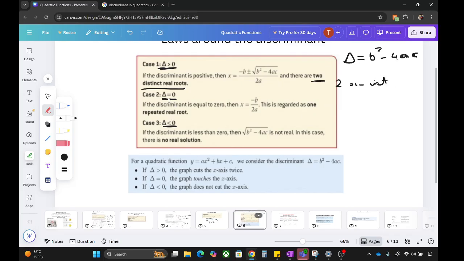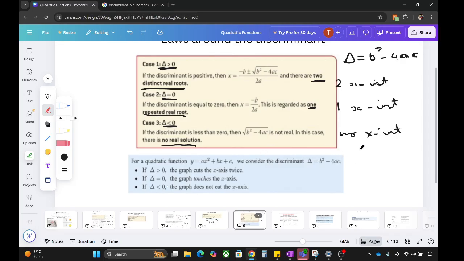Let's go on to case 2. If delta is equal to 0, if the discriminant is equal to 0, then it has one repeated root, one singular root, only one x-intercept. But in case 3, if delta is less than 0, then there are no real solutions, no x-intercepts. I hope that makes sense.